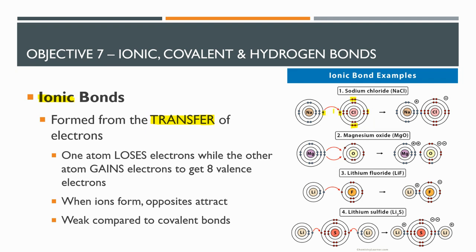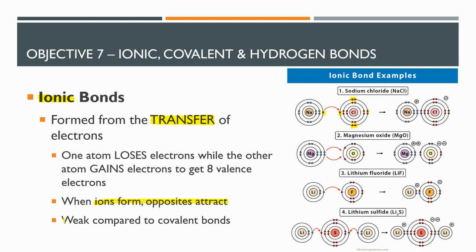And so you can see that it's a lot easier if the sodium just loses that electron, it goes over and joins up with the one on the chlorine. And when that happens, sodium becomes positive, chlorine becomes negative, and then now they are attracted to each other. Okay, so ionic bonds form when the opposites attract. Okay, so the positive and the negative are attracted to each other, and that's how we get the ionic bond.